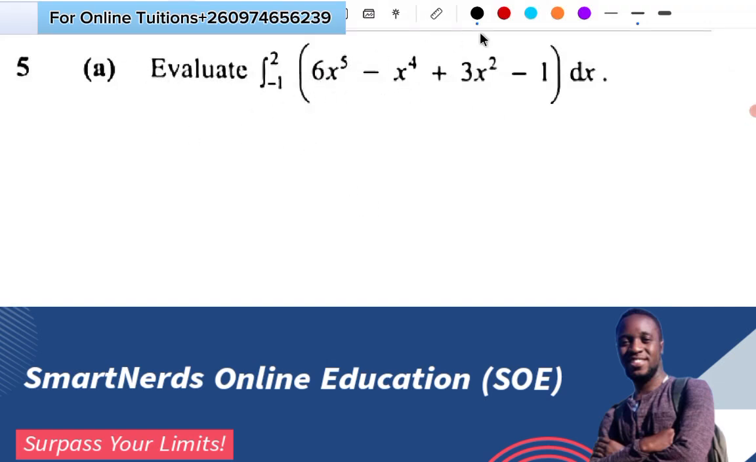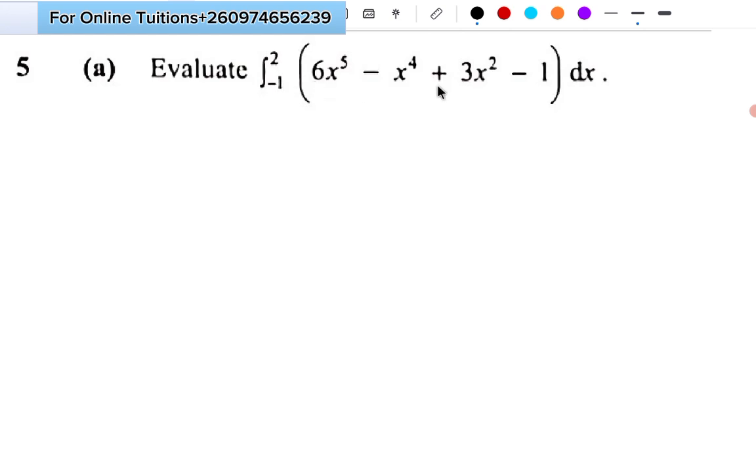We're looking at a 2024 question paper, question number 5. Evaluate the integral with the upper limit 2 and the lower limit -1, of 6x^5 - x^4 + 3x^2 - 1. What you're doing here is integration, so the formula is given by this.